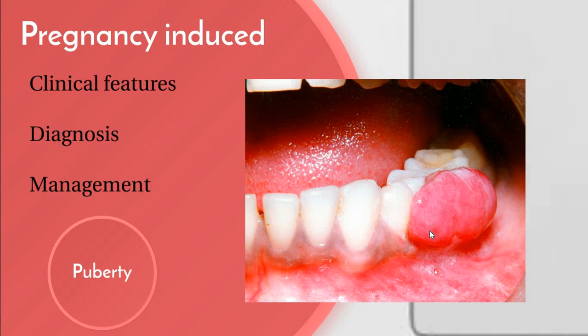In the case of a pregnancy tumor, as in the picture that you are seeing, it's an inflammatory reaction to local irritants. It usually appears after the third month of pregnancy. So here we have a local irritant. So don't use an abrasive toothbrush, don't use toothpicks, and avoid nail biting, pencil biting, etc.